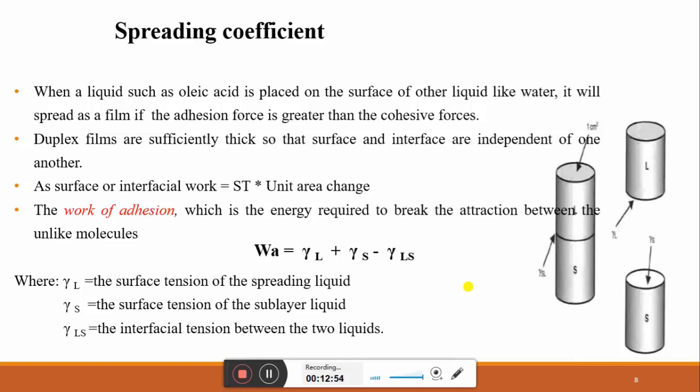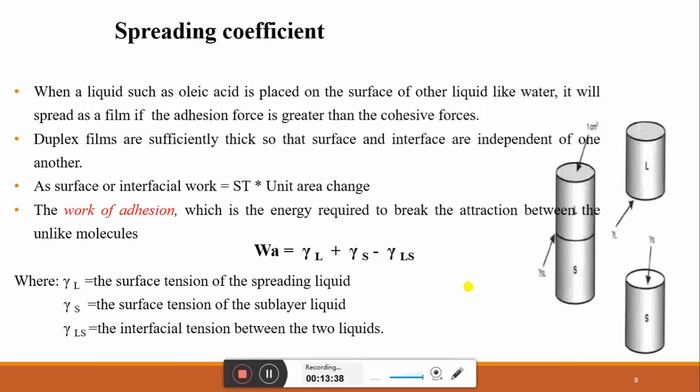If it does not have a greater adhesive force in comparison to the cohesive force, it will not produce a film. It will remain on the surface of water as a droplet or a globule only. Why is the term duplex film used here, not a simple monomolecular film? Because the film is sufficiently thick and we can differentiate surface and interface. That means when oleic acid spreads, the surface will be oleic acid and atmosphere, and the interface will be the boundary between oleic acid and water. So the thickness of the film is sufficient that we can differentiate surface and interface from each other.